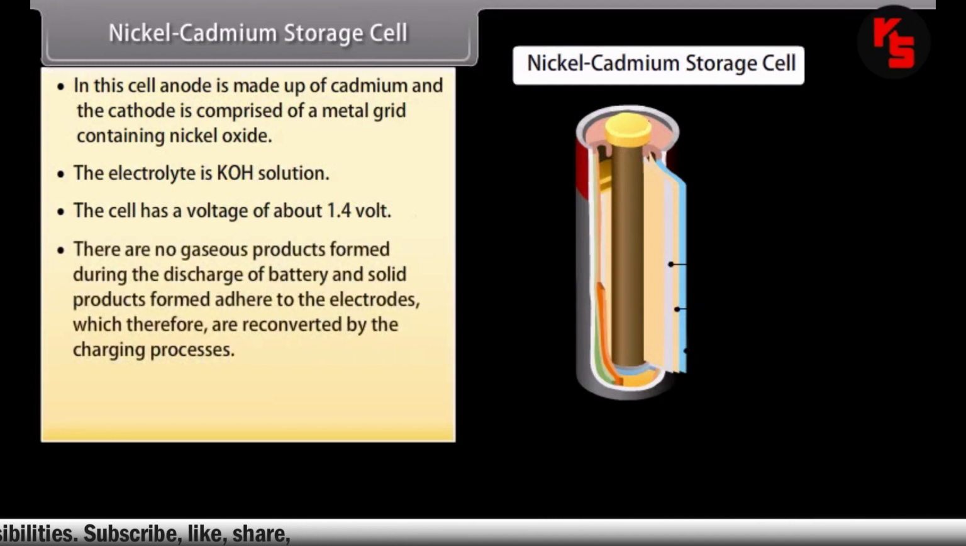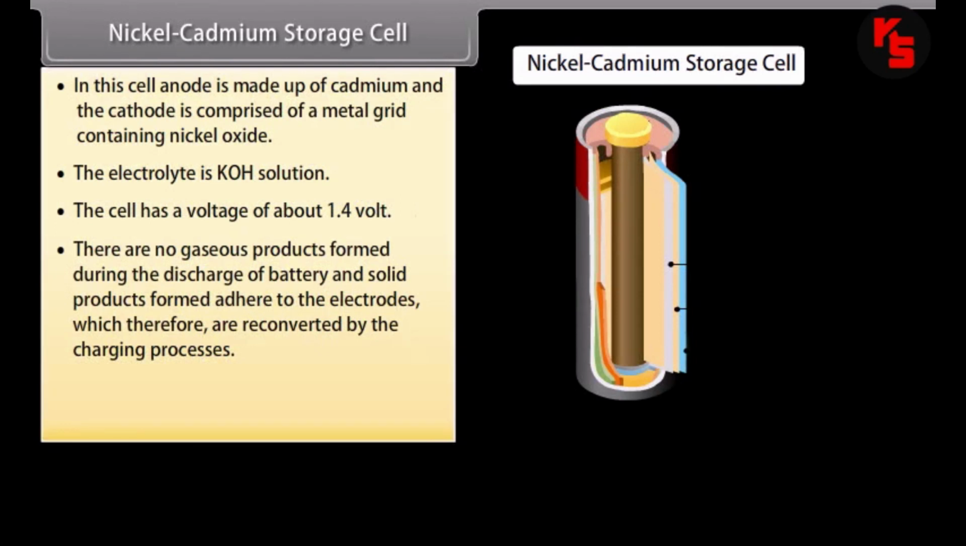There are no gaseous products formed during the discharge of the battery, and solid products formed adhere to the electrodes, which therefore are reconverted by the charging processes. These cells are extensively used in electronic watches and calculators.